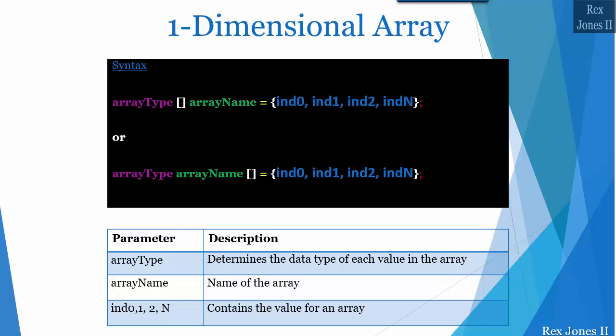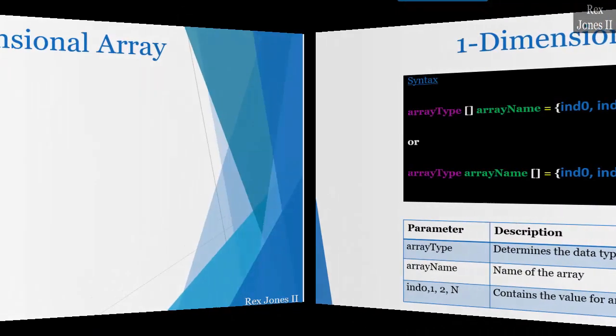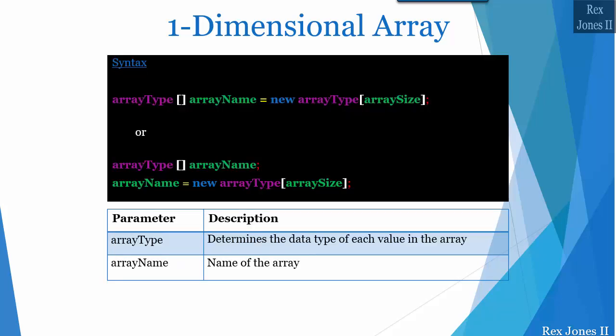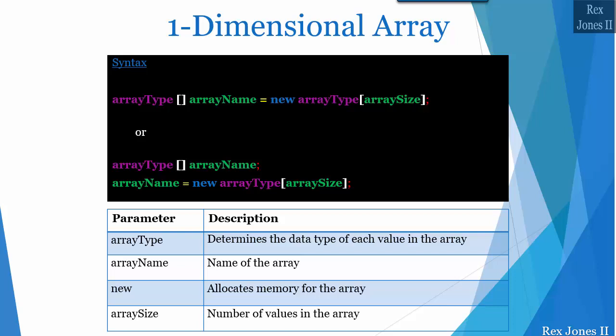An index describes the position of an element. Notice the square brackets. We can add brackets before or after the array name. There's another way to declare and initialize an array. We can use the new operator. The new operator allocates memory for the array. Array size is the number of values in the array. Size determines how many elements an array can hold.